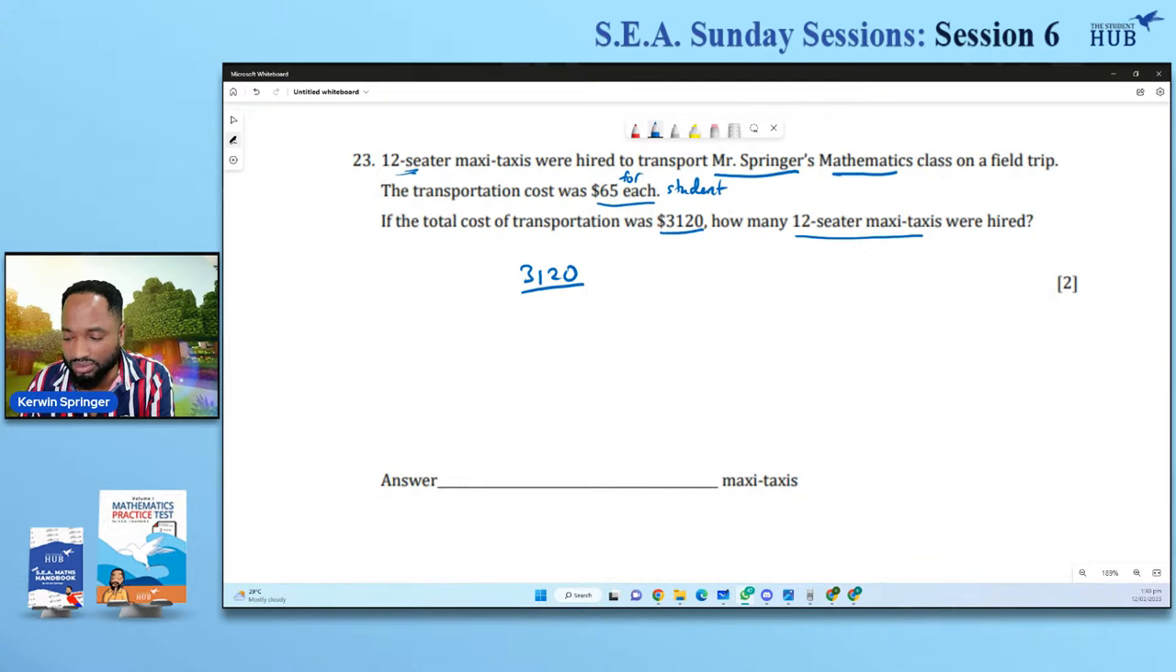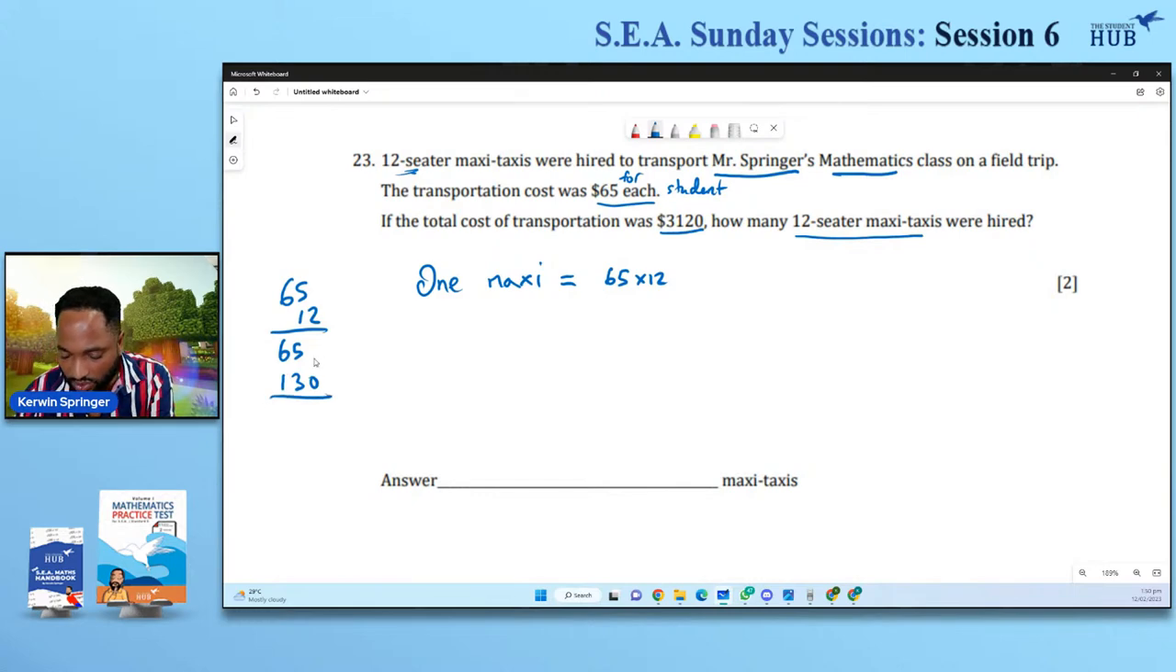Yeah. So let's work out what is the entire cost of one maxi. And it's a 2-mark question. That's why I know it's most likely like that. One maxi will be 65 by 12. And can I multiply that on the side here? I'll get 65 and I'll get 130. 65 times 2 is 130. So I'll get 780. That's for one maxi.